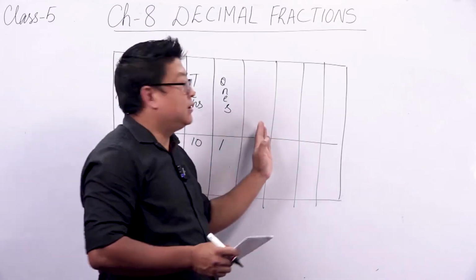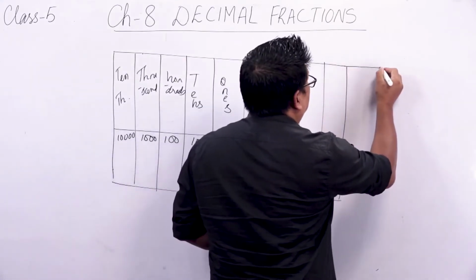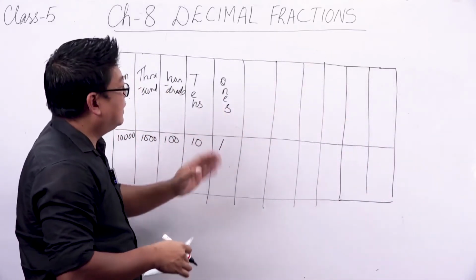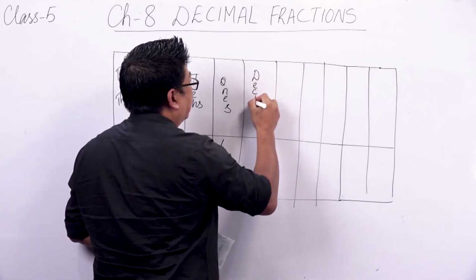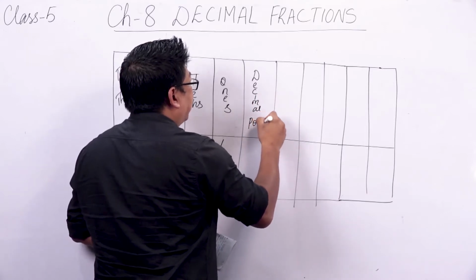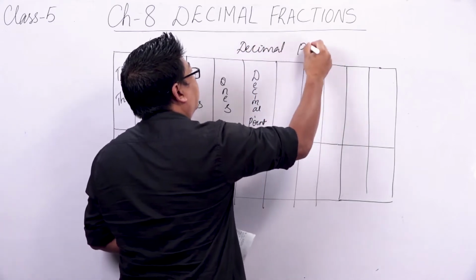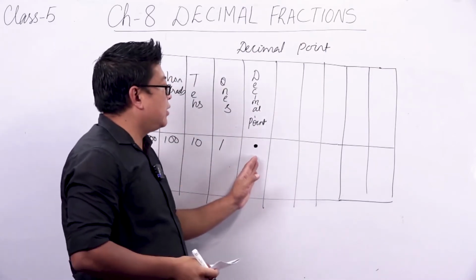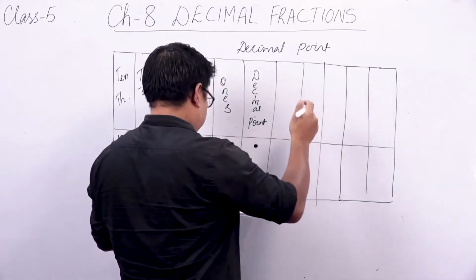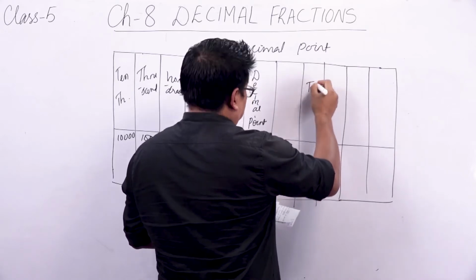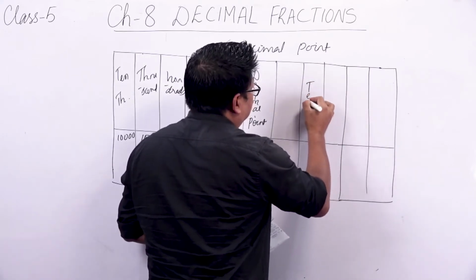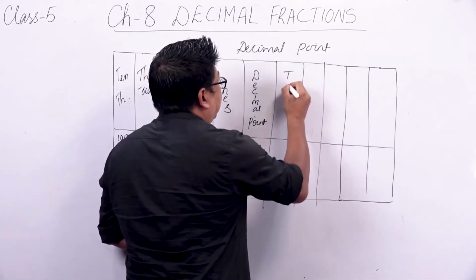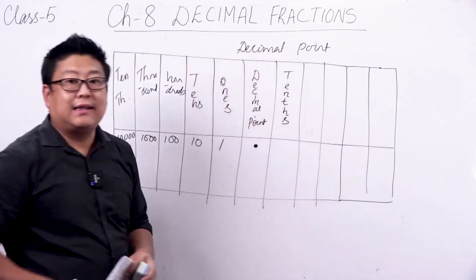Today, we will learn about numbers on the right, okay? We will count from left to right. Here, after ones, we have the decimal point, which is represented by a dot. After this, the place value for the next is tenths, that is tenths, okay?